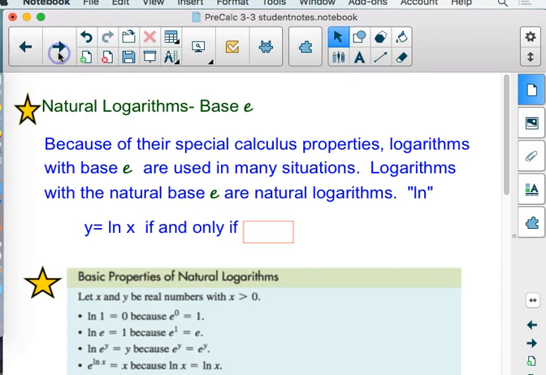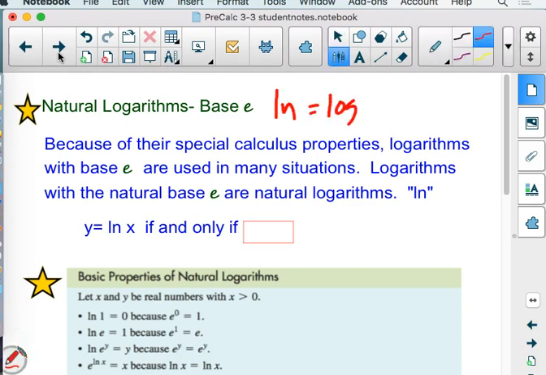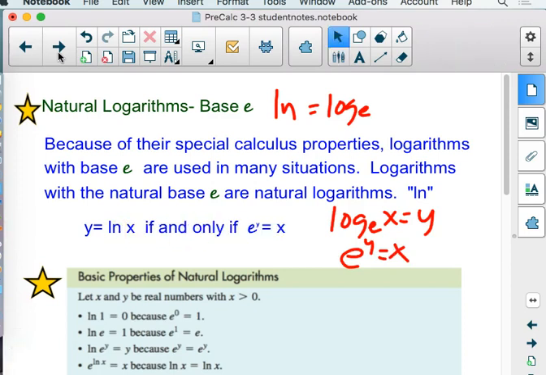So, next up, natural logarithm base e. Natural logarithm base e is ln. And that's just logarithm base e. Because of their special calculus properties, logarithms with base e are used in many situations. Logarithms with the natural base e are natural logarithms, and that's ln. So y equals ln x. Ooh, we better snail shell that and see what that says. So logarithm base e of x equals y. That says e to the y equals x. Yep, that's what it says.